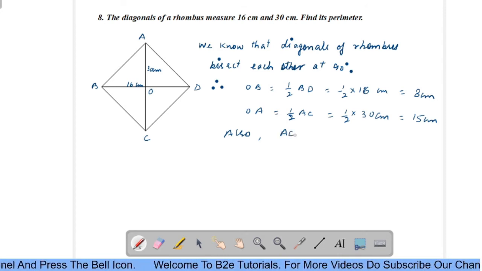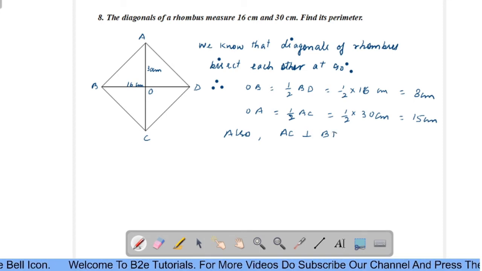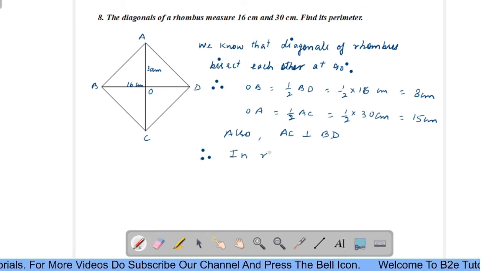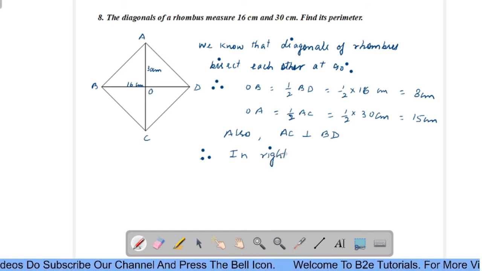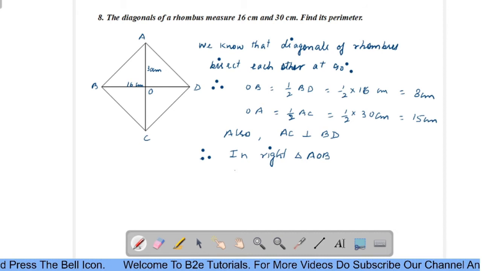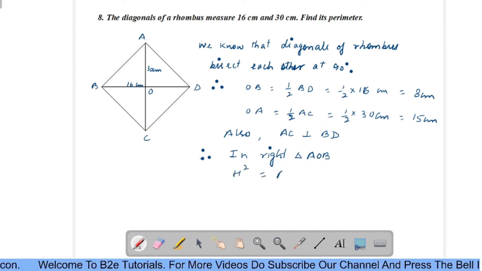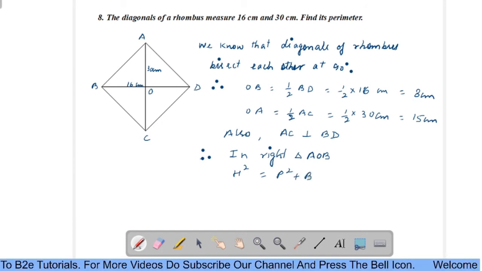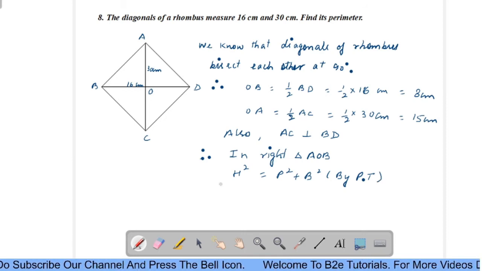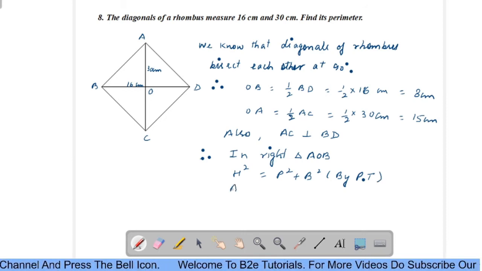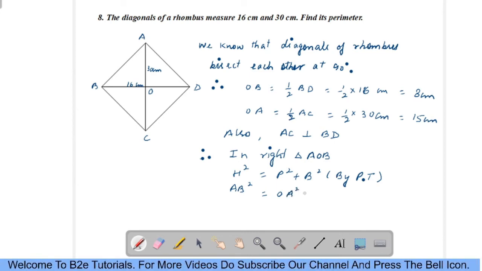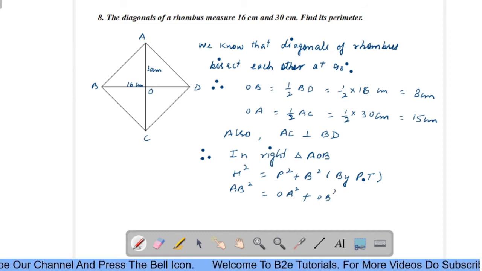Also AC is perpendicular to BD, therefore in right triangle AOB, hypotenuse square equal to perpendicular square plus base square by Pythagoras theorem. Here hypotenuse is AB. AB square equal to perpendicular, it is OA square, and base is OB square.